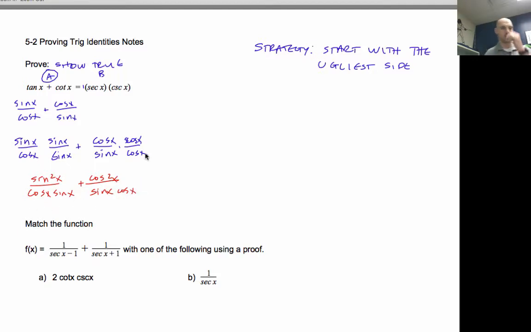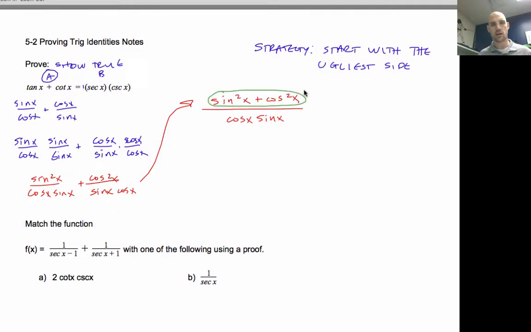And these denominators are common. So what do I have? Well, this is actually really good. Hopefully you see it: sine squared x plus cosine squared x over my common denominator of cosine x sine x. What do you see? This is a Pythagorean identity.